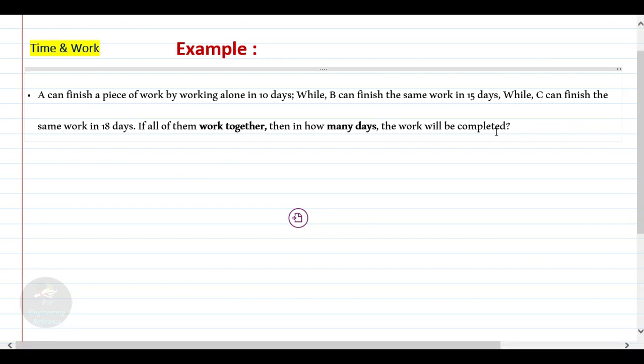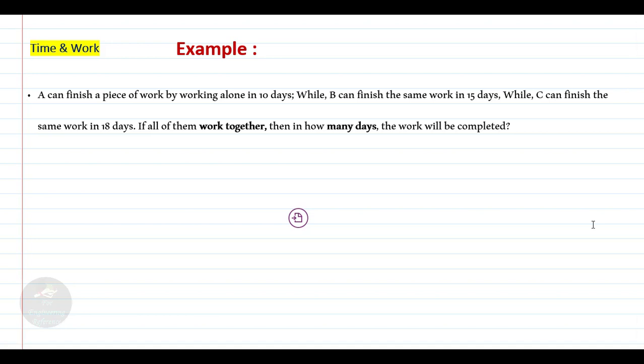So if A and B work together, the work will be done in 4 days. Okay. In this problem, we're going to see A can finish a piece of work alone in 10 days, while B can do the same work in 15 days, while C can finish the same work in 18 days. So here we can see 3 persons working, and what is our input? We have working alone days as input. So we know the formula.